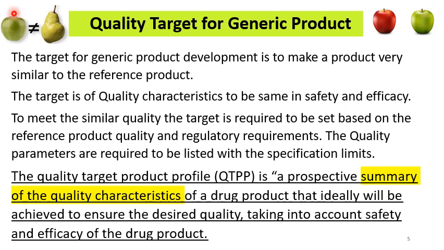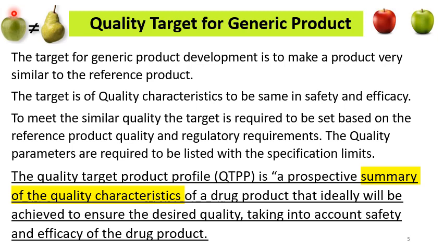So the target for generic product development is to make the product very similar to the reference product. And similar in what quality? Similar in bioequivalence, similar in safety and efficacy. So the target is for the quality characteristics to be the same in safety and efficacy. To meet the similar quality, the target is required to be set based on the reference product quality and the regulatory requirement.